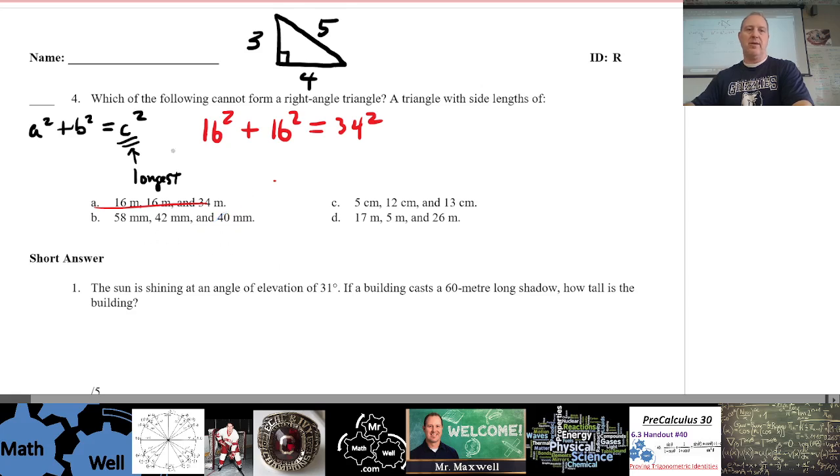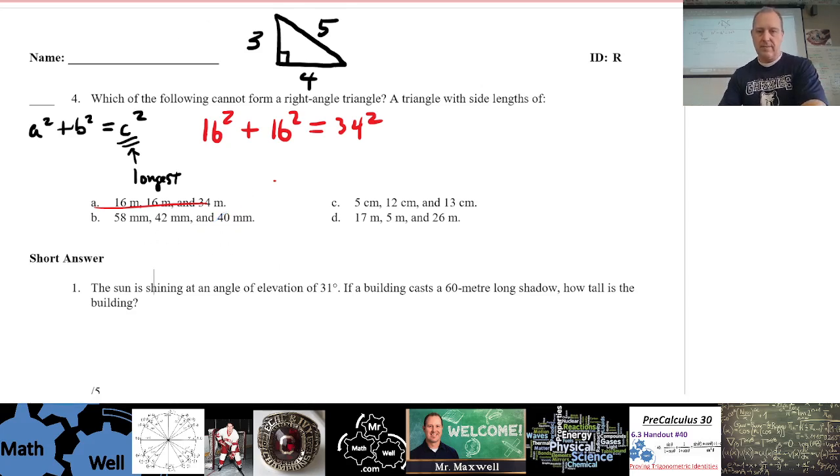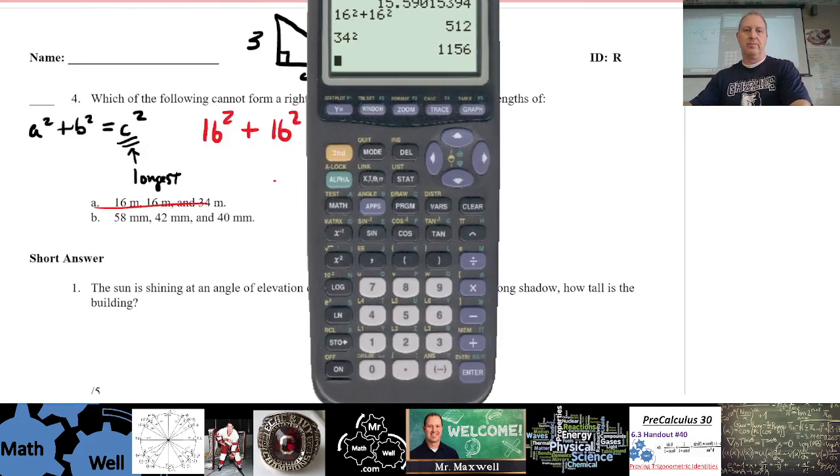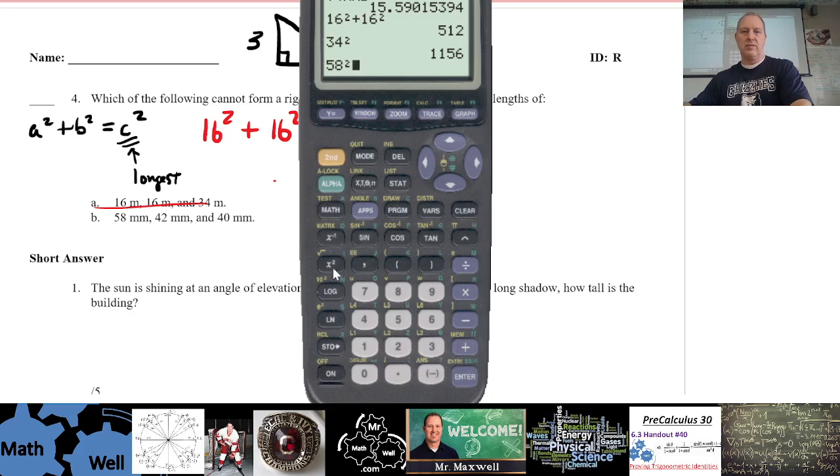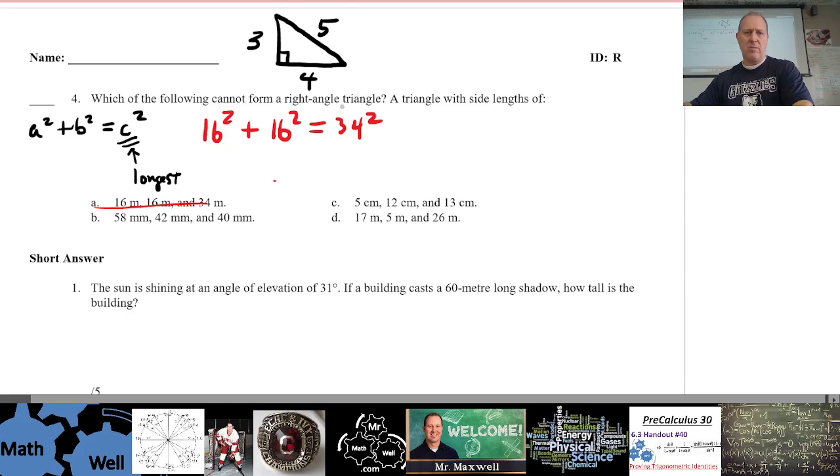Let's try it out. 58 squared. Where am I? 58 squared. No, my bad. 42 squared plus 40 squared is 3364. Is that 58 squared? It is. Which of the following cannot form a right triangle? Oh, it asked for which one can't be a right triangle. So did we hit it already with the A? Yes, but D can't. D can't either? Yeah. Which of the following cannot form a right triangle? Okay, okay.